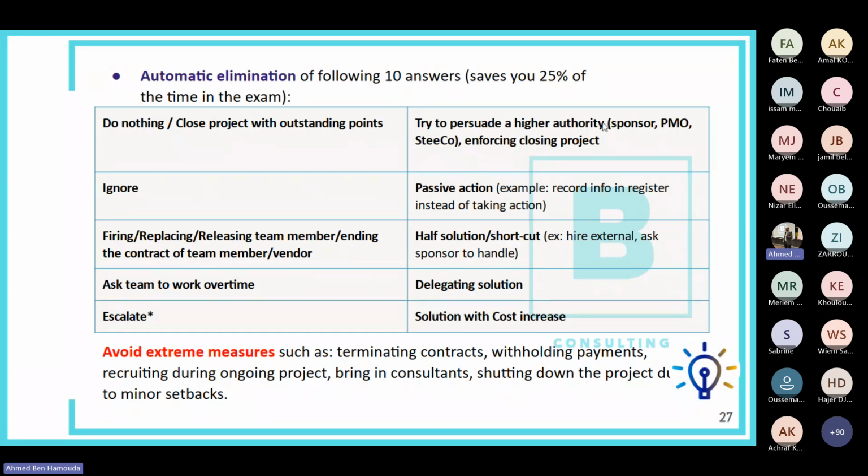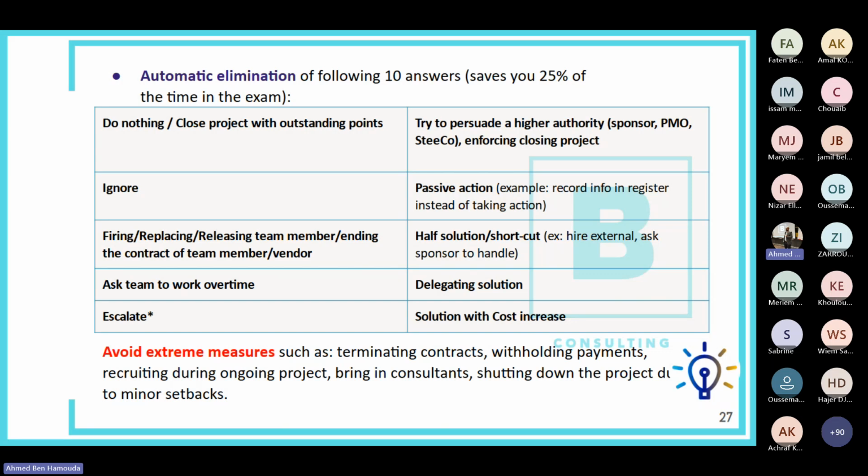For example, try to persuade a sponsor or a PMO or a steering committee of a certain solution. For example, I remember in one of the questions, the sponsor said that they're running out of money and they want you to close the project. So in one of the answers was written, you try to convince them to keep the project open and you perform a cost benefit analysis. Actually, yeah, it's nice to perform a cost benefit analysis, but you don't persuade the sponsor of not closing the project because actually the sponsor is a higher authority. So you just implement whatever they asked for because they are a higher authority.